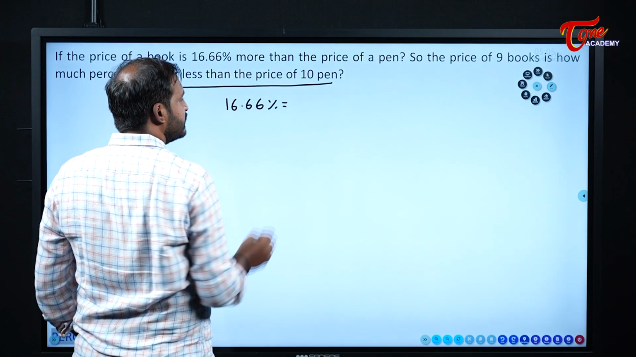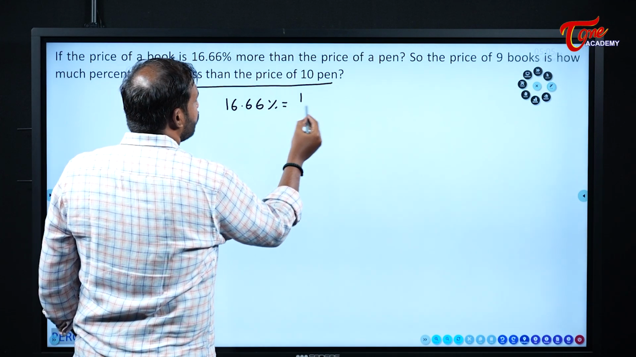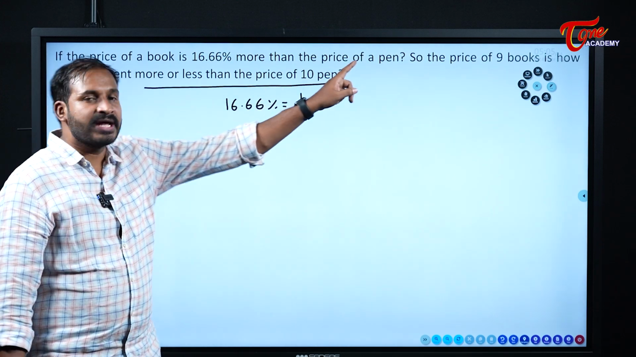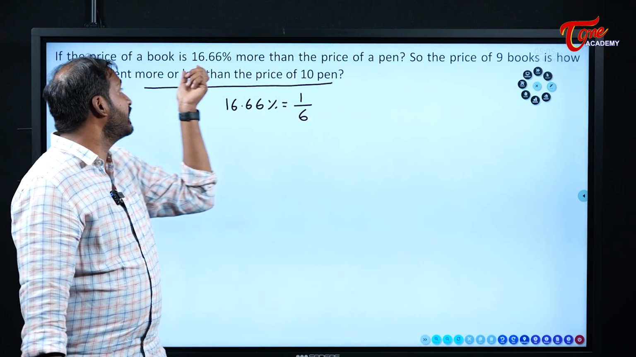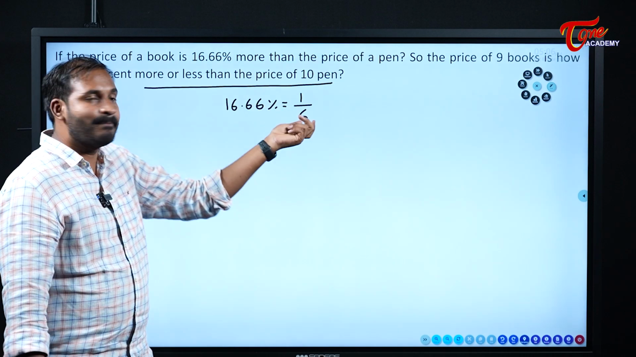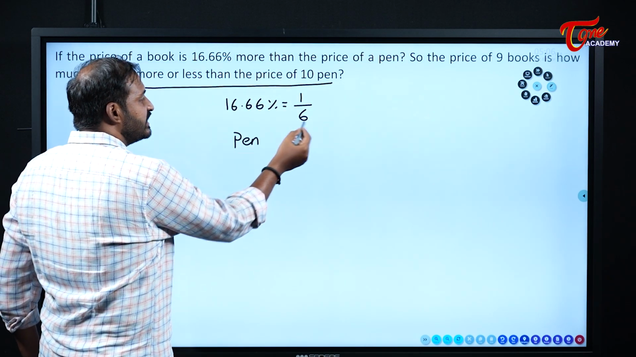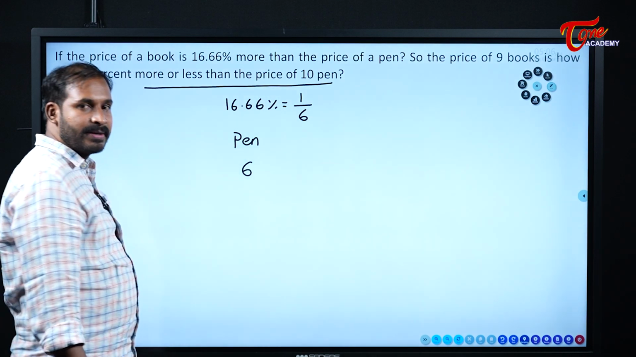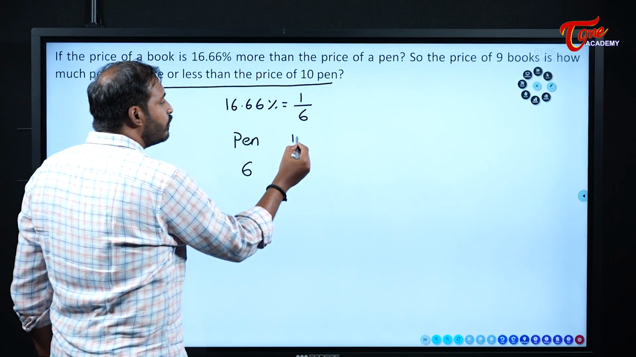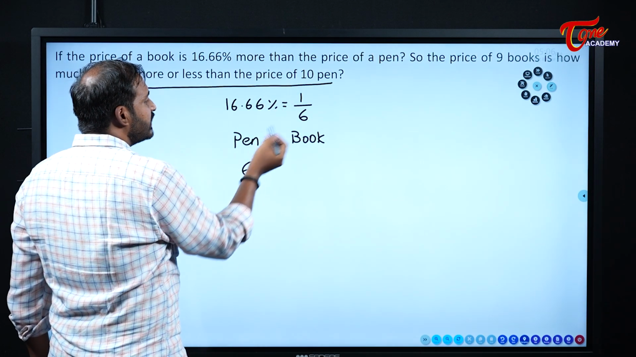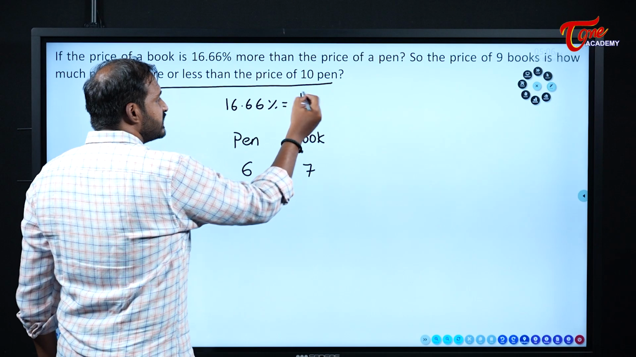16.66 percentage means you can write this as 1 by 6. 1 by 6 more than the price of pen, right? That means you are comparing the price of book with the pen. So this 6 becomes the pen price for us. The initial value 6 becomes the pen price for us. Now the book price is more than the pen, right? So it will become 6 plus 1, 7.